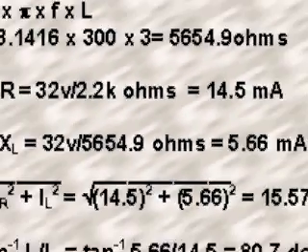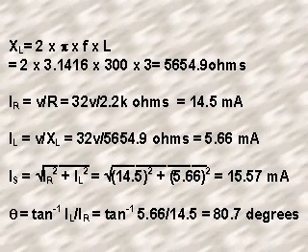X sub L is equal to 2 times pi times F times L, or 5,654.9 ohms. I sub R is equal to V divided by R, or 14.5 milliamps. And I sub L is equal to V divided by X sub L, or 5.66 milliamps.